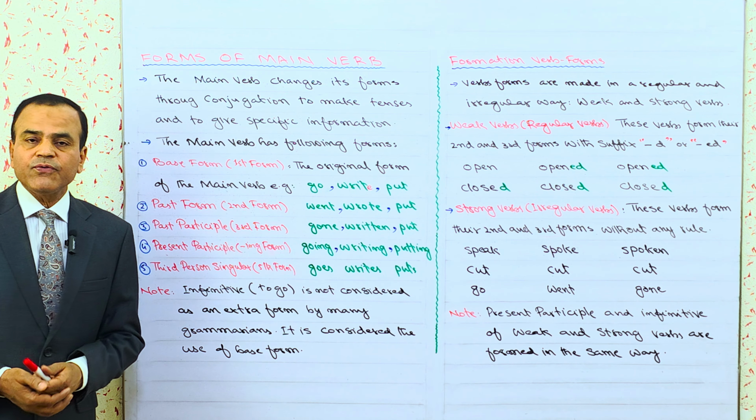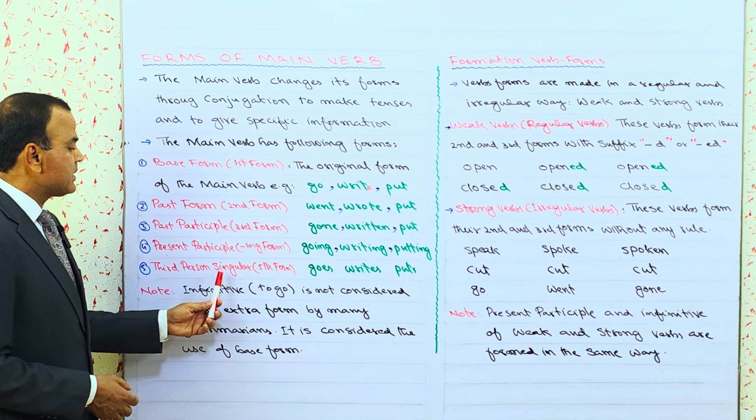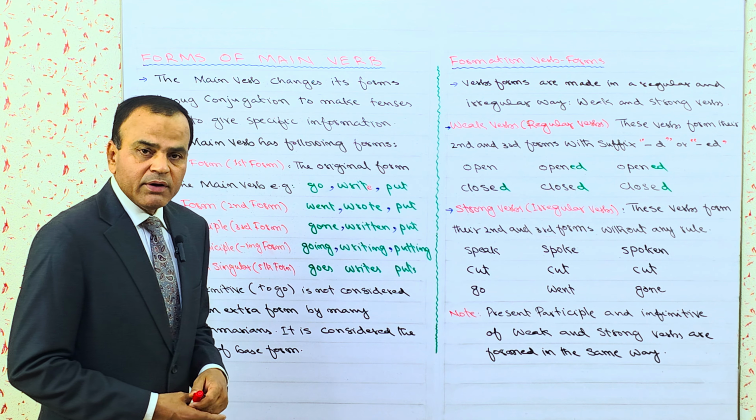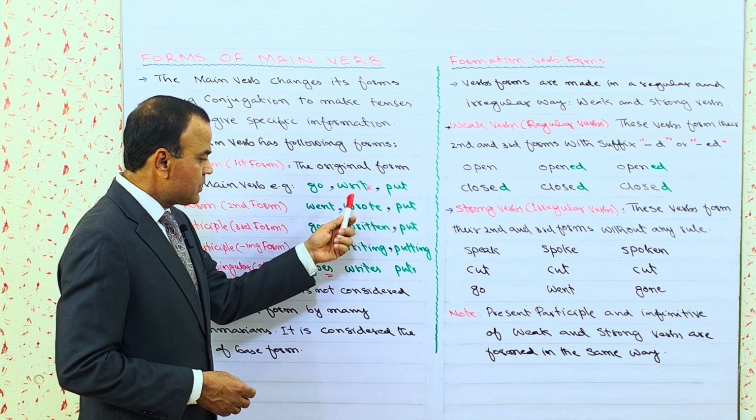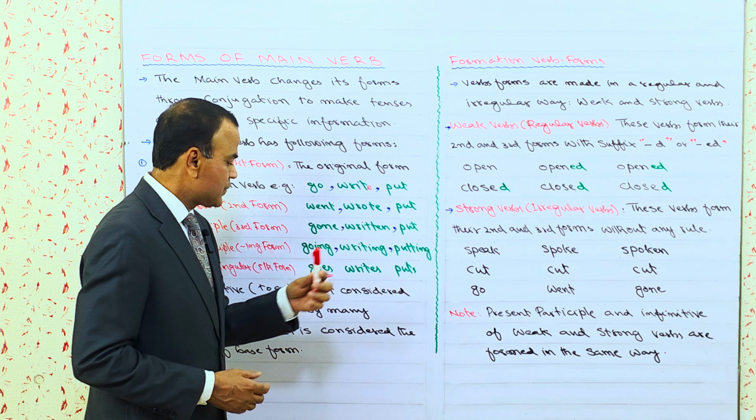Then we have the fifth form of the verb, that is the third person singular. In our pronoun video, we learned that the personal pronoun is divided into three kinds: first person, second person, and third person. And nouns are always third person. If you want to know more about them, please watch that video. So the verb form which is used with the third person, for example, go, I have to change it into goes. We add s or es to the main verb, like write, writes, and put, puts.